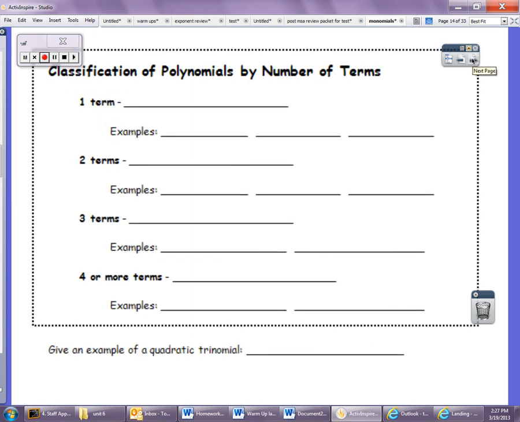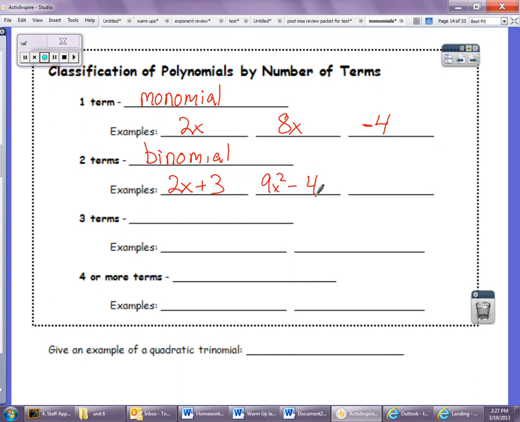Now we can classify these by the number of terms. One term is called a monomial, meaning it only has one term, like 2x or 8x or negative 4. Two terms is called a binomial. Like a bicycle, there's two wheels, so it has two terms: 2x plus 3, 9x squared minus 4, 3x to the third plus 2x squared. They have two terms.